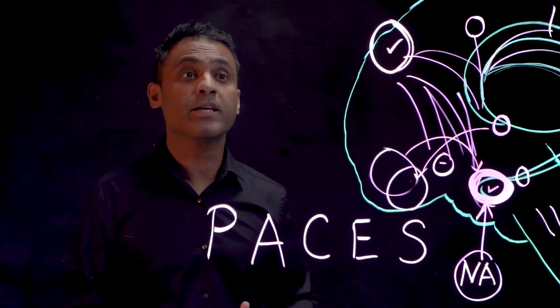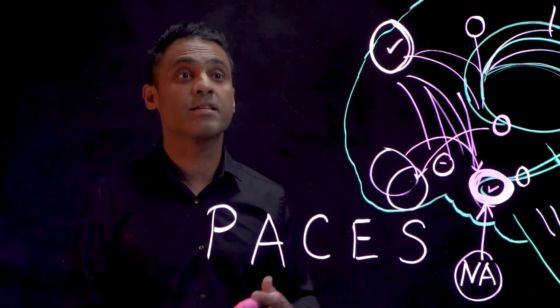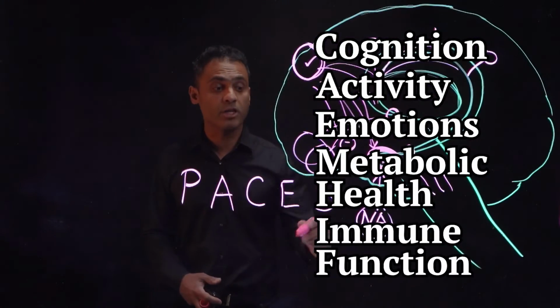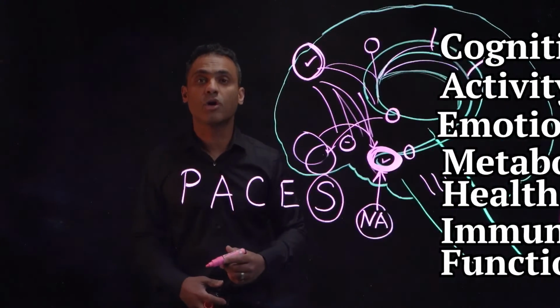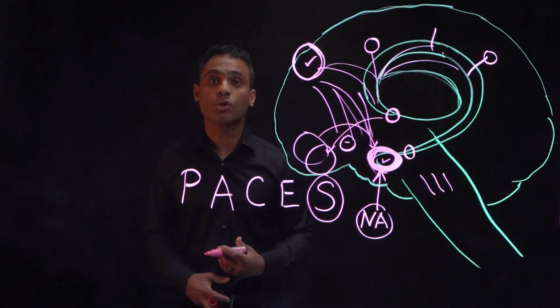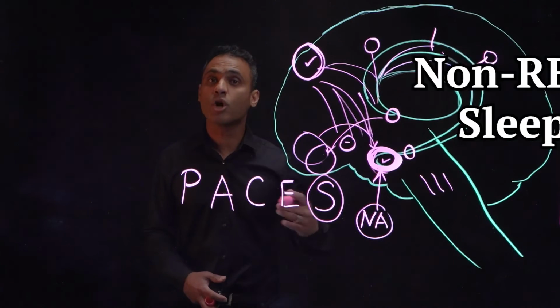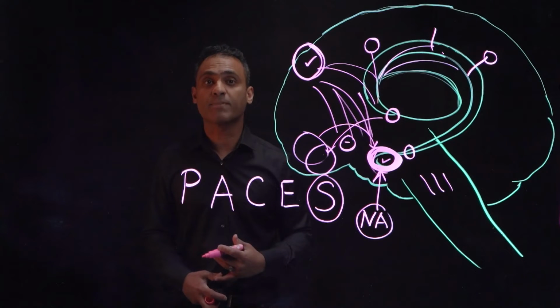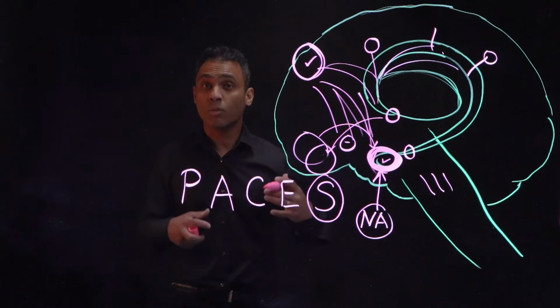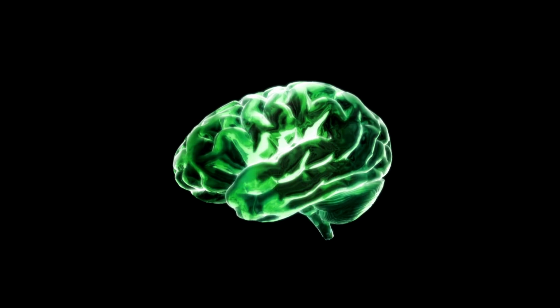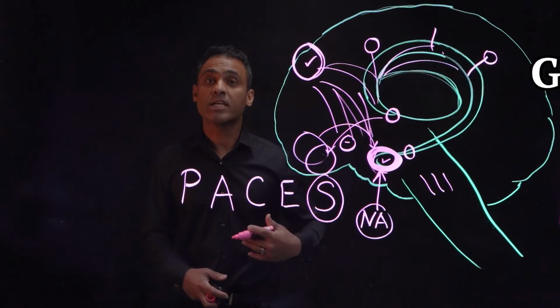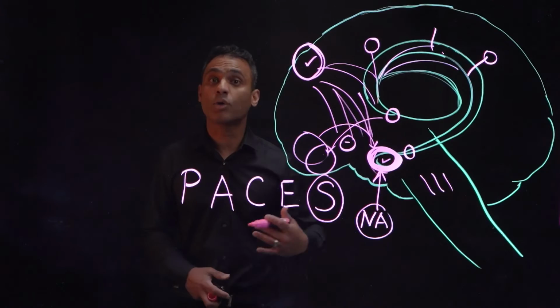Now, sleep is a really important function for human beings as it affects cognition, activity, emotions, metabolic health, and immune function. So this is the S component of PACEs. We need to ensure that there is adequate deep sleep, or non-REM sleep as it's called, because that is where the restorative aspects of sleep take place, where the waste clearance system of the brain is active. Think about it as the garbage truck of the brain, the glymphatic system. The glymphatic system essentially is most active in non-REM or deep sleep.